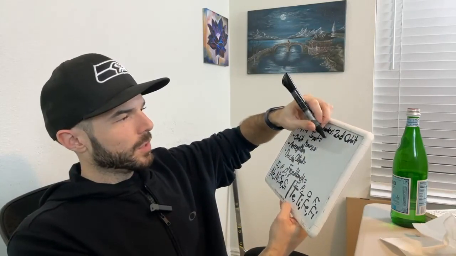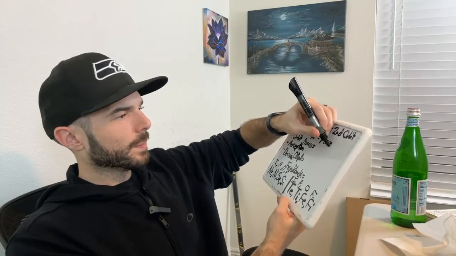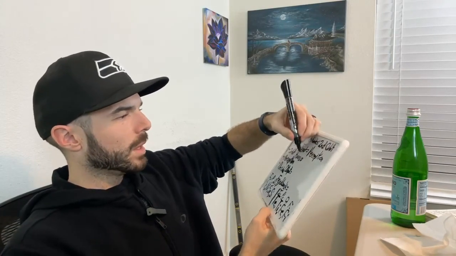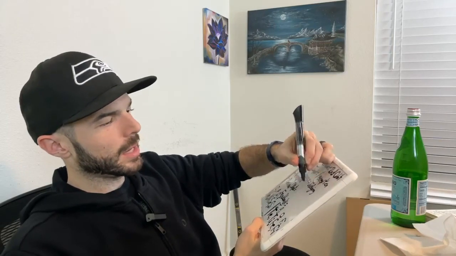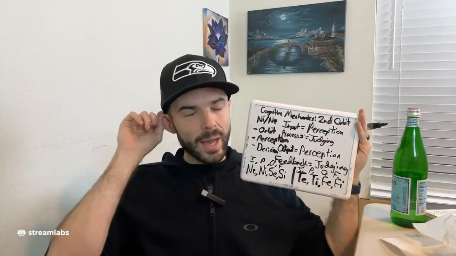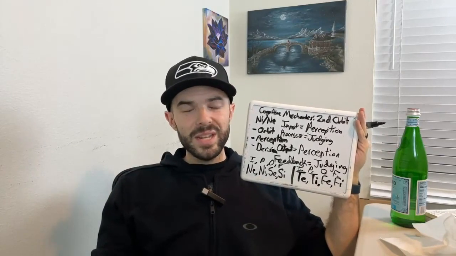Looking at it this way, the input is going to be perception for this model, and then the process is actually going to be judging. We're just going to be looking at J versus P, essentially. And the output is also perception, basically. And then the feedback is also judging, right? And what this does is that it shows you how information flows in and out of the human brain.